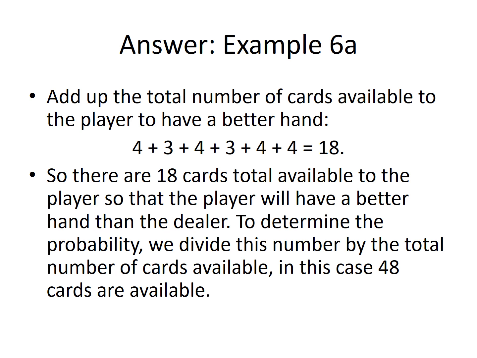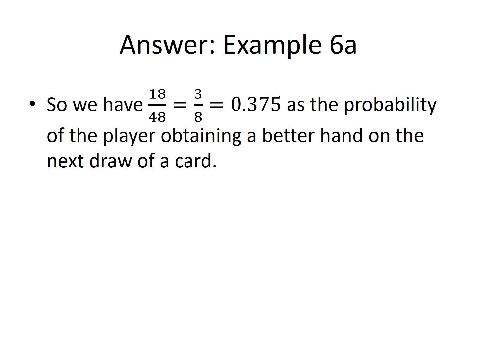There are 18 cards total available to the player, so that the player will have a better hand than the dealer. To determine the probability, we divide this number by the total number of cards available. In this case, 48 cards are available. So we have 18 divided by 48, or 3/8, or 0.375 as the probability of the player obtaining a better hand on the next draw of a card.